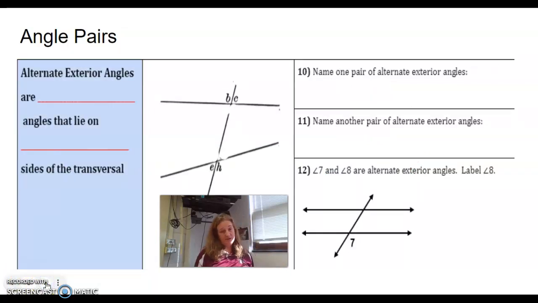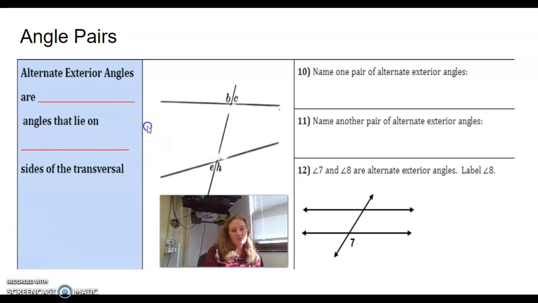Alternate exterior angles. Well, this is easy, right? We already know alternate means other sides of the line. So one's on one side of the transversal and one's on the other side of the transversal. And then exterior means they're outside of the box. They're not touching the hamburger on the inside.